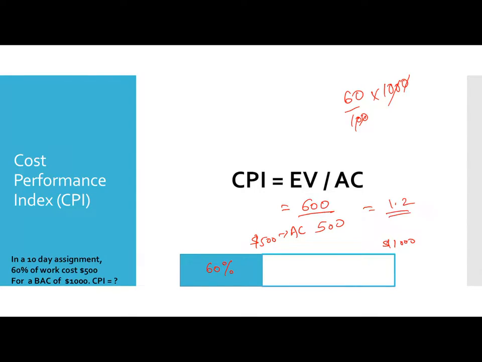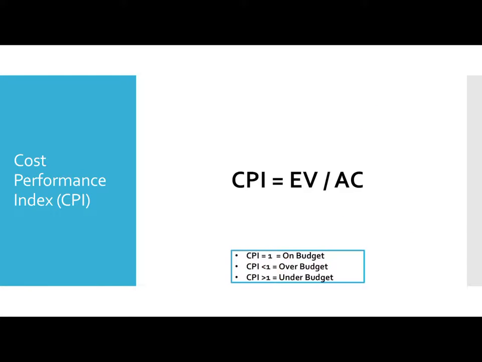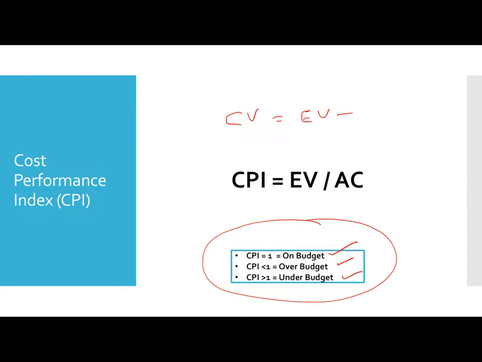So that is good. You're positive, meaning you have more funds. It's greater than 1, so you don't have to worry. Let's see this situation here. If CPI is equal to 1, you are on budget. CPI less than 1, you're over budget: you have utilized more money and done less work. CPI greater than 1, you're under budget: you still have more money to complete that. Please remember this. As I told you, CV is equal to EV minus AC, and CPI is EV by AC.